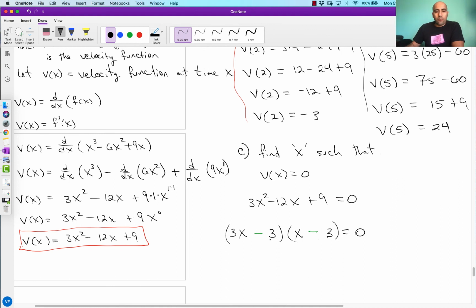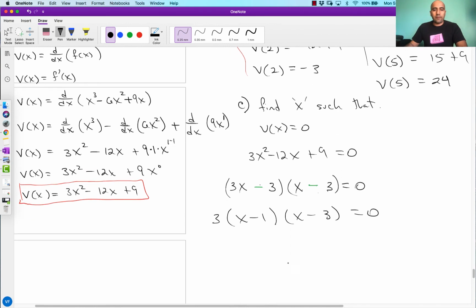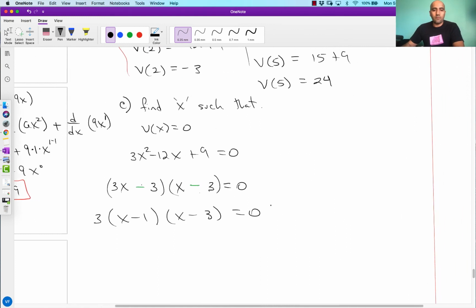And now we can break this up a little more and say that this is 3x minus 1, x minus 3 equals 0. And so now, by the zero product property, that must mean that either this is 0 or that is 0. So let's come up here and say that either the x minus 1 is 0 or the x minus 3 is 0, which means x equals 1 is one solution, or x equals 3 is another solution. Right?